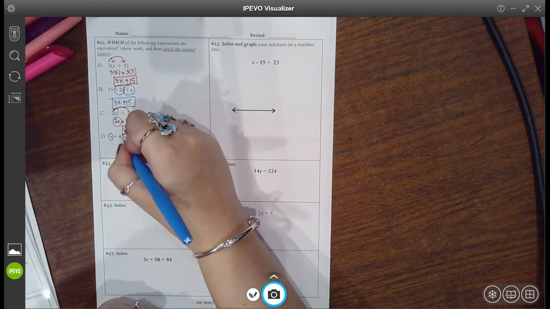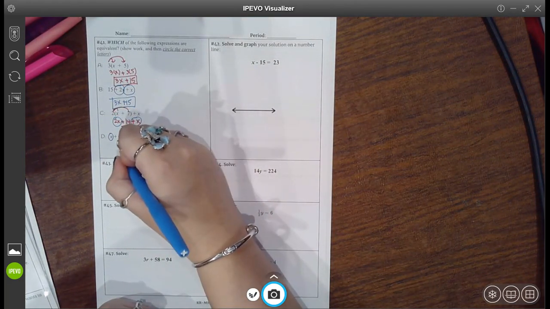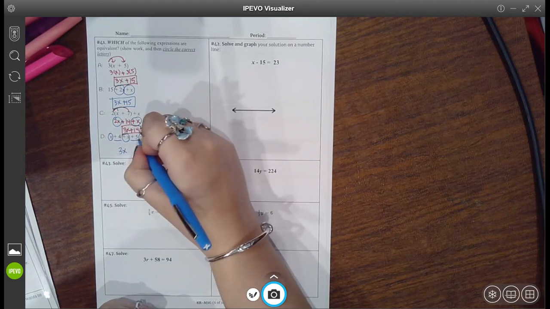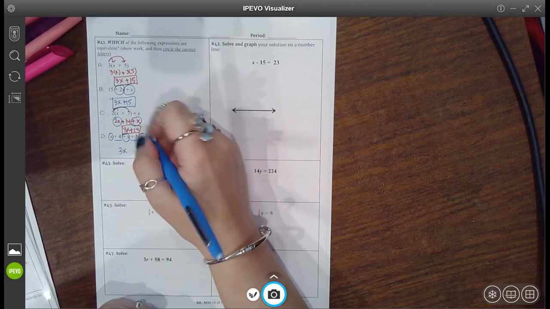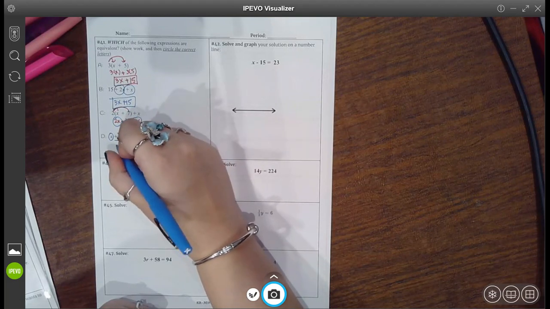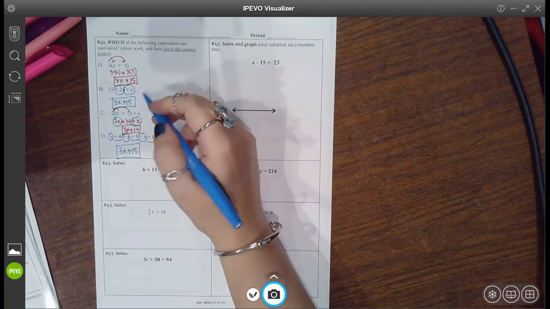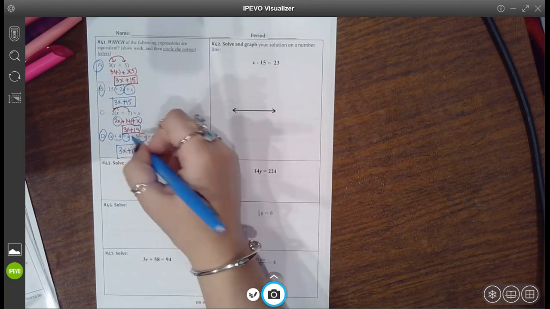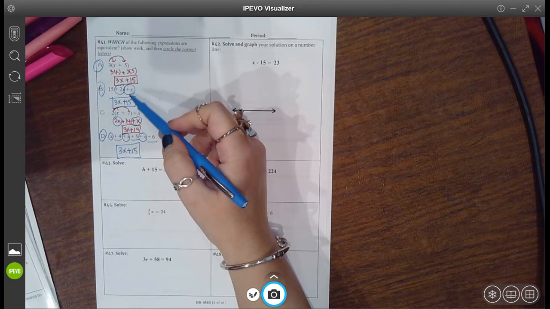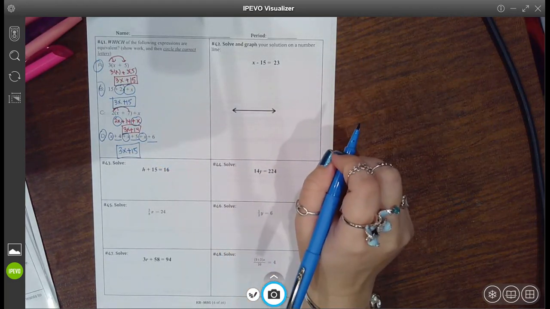X's are 1, 2, 3, so 3 x's. And then my constants, 4 plus 5 is 9, 9 plus 6 is 15. Okay, so I have 3x plus 15 for this one, and this one, and that's my only random one. So those are the ones that are equivalent.